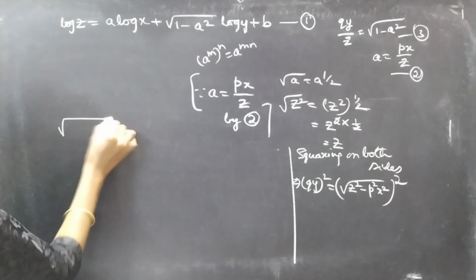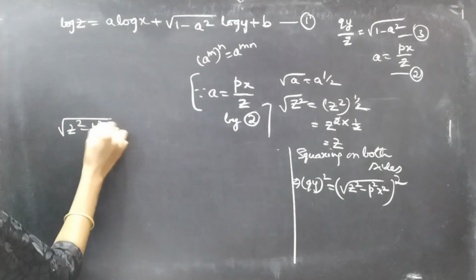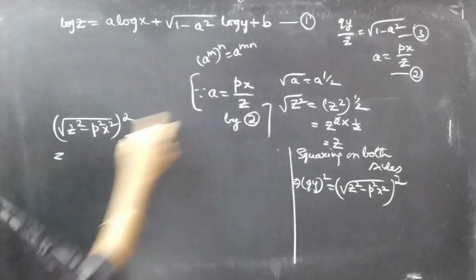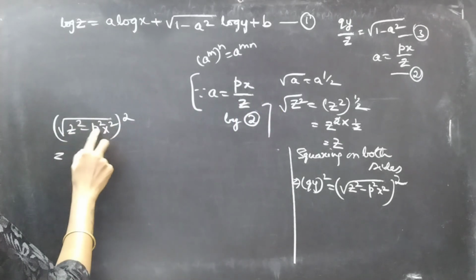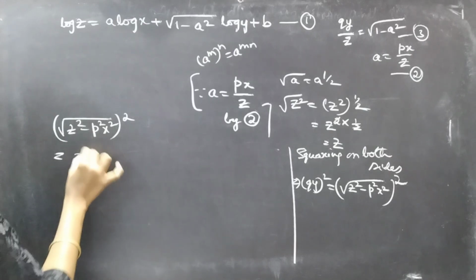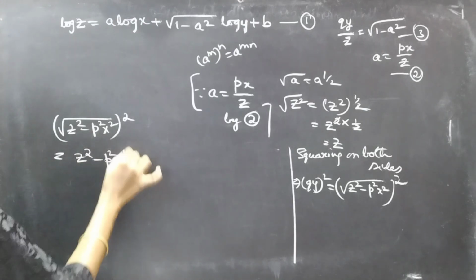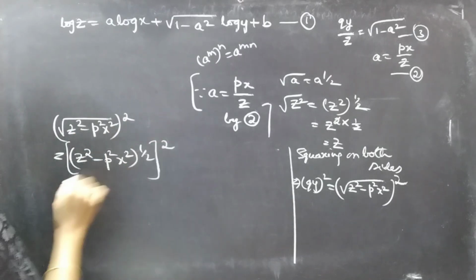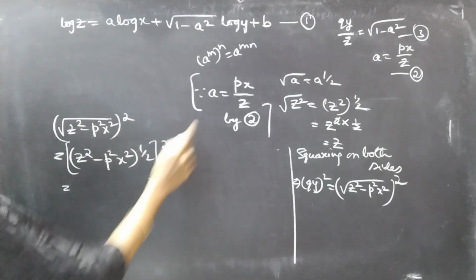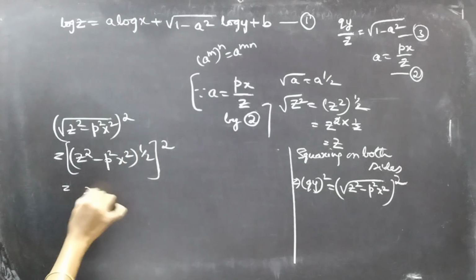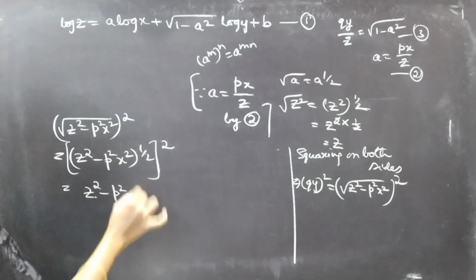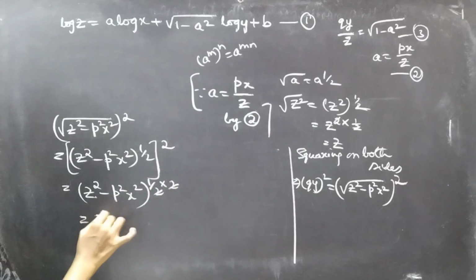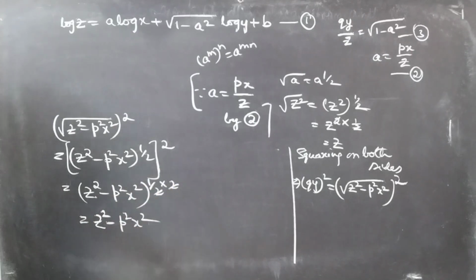See, consider the RHS part, square root of z square minus p square x square whole square. We know that square root of a equal to a power 1 by 2, so square root of z square minus p square x square can be written as power 1 by 2 raised to the power 2. Since a power m whole power n can be written as a power m into n, we'll write this as 1 by 2 into 2, where 2 gets cancelled. This gives us z square minus p square x square, right?